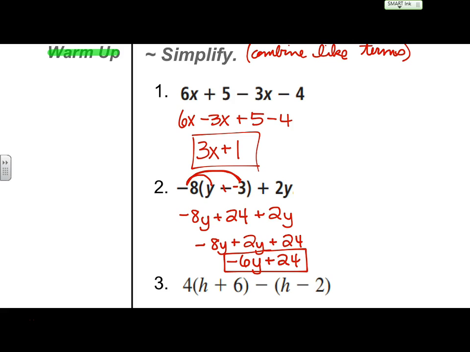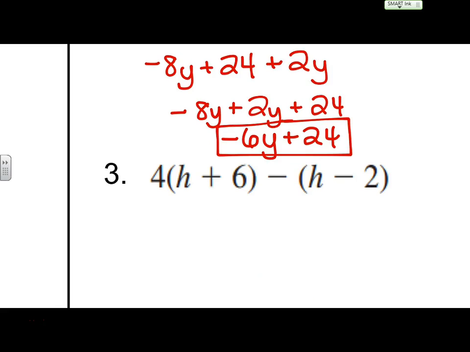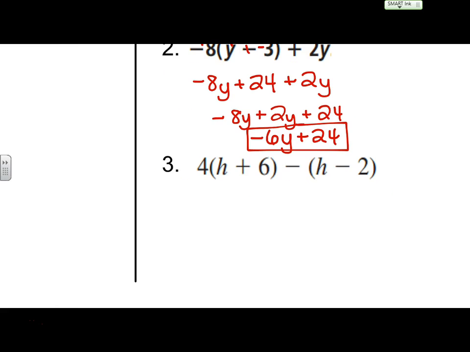Now, number 3, we're going to do all together. Some of you have seen it, but most of you haven't because it was kind of hidden at the beginning. What would we have to do first? Can we put either of these together? Can h plus 6 go together? No. Can h minus 2 go together? No. So parentheses are out.